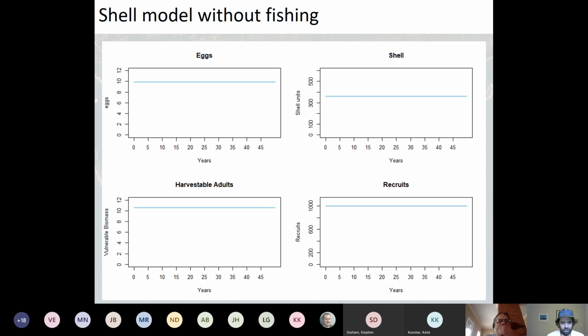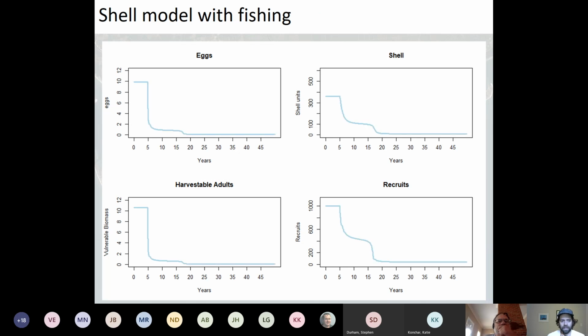But this is what happens if you put in fishing. At first, you see decreases just the same way we did with the other assumption, the assumption that you don't have this shell dynamics in there. See a population decline in recruits, decline in shell. But then what you see next is what happens when you're pushing over that threshold.